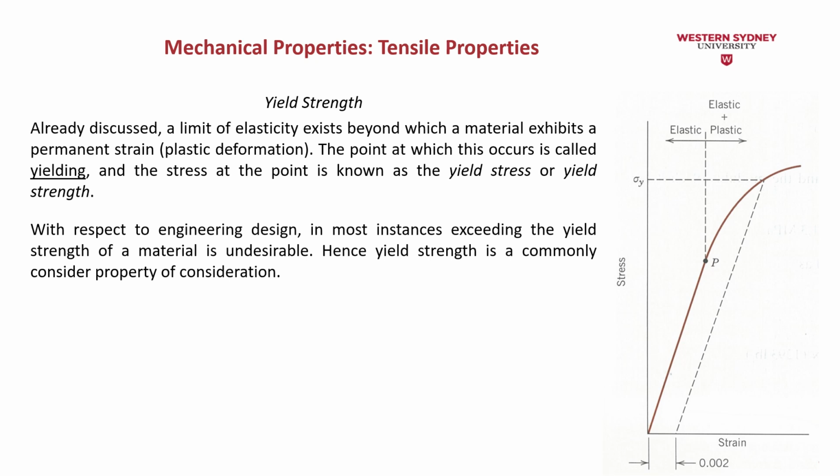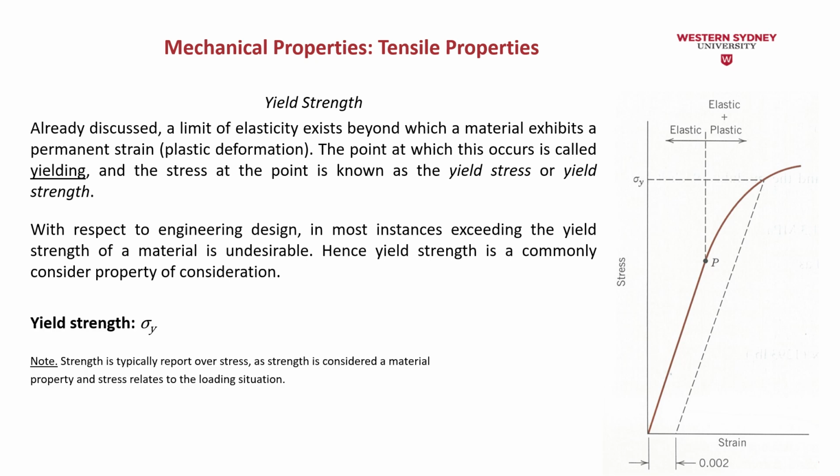With respect to engineering design, in most instances, exceeding the yield strength of the material is going to be undesirable. Hence, the yield strength is commonly considered as a property of consideration. The yield strength is denoted by sigma y. And note that strength is typically reported over stress, as strength is considered a material property and stress is related to the loading situation.